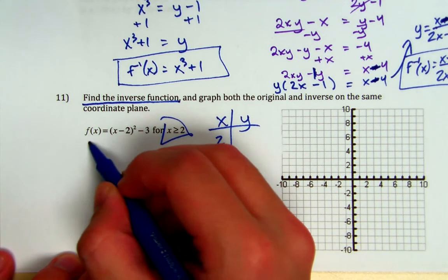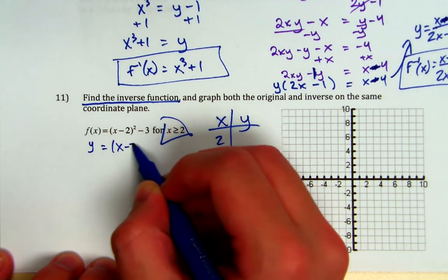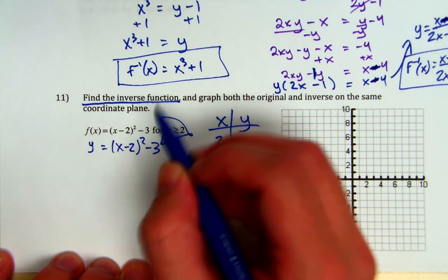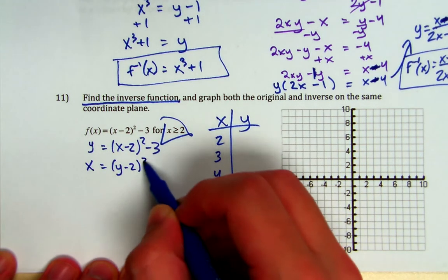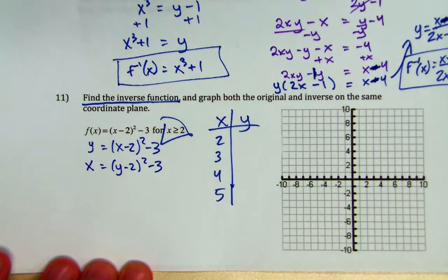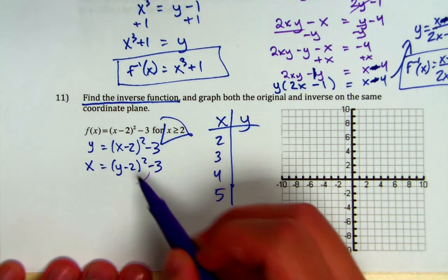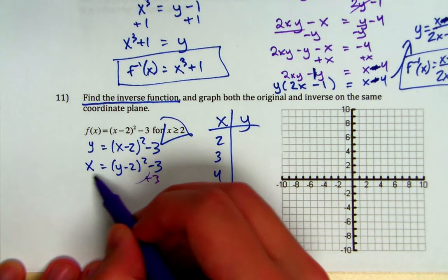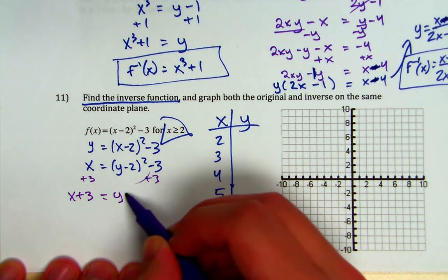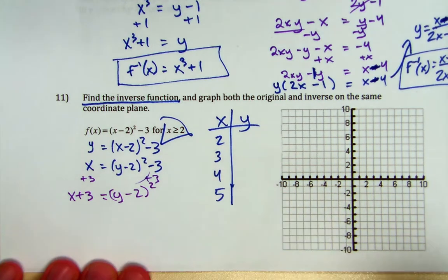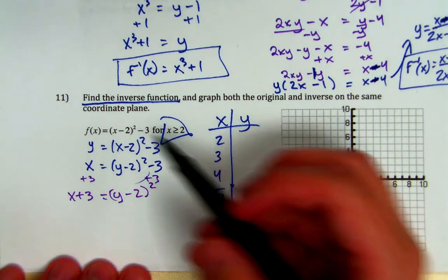So I'm going to do y equals x minus 2 squared minus 3. So x equals y minus 2 squared minus 3. Before you square root both sides, add the 3. x plus 3 equals y minus 2 squared. Now you can square root both sides.